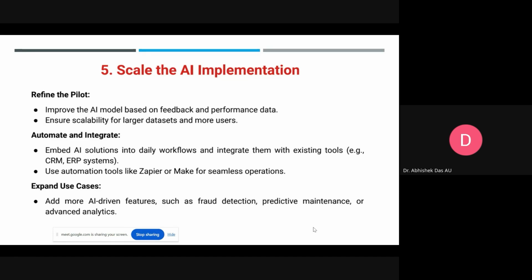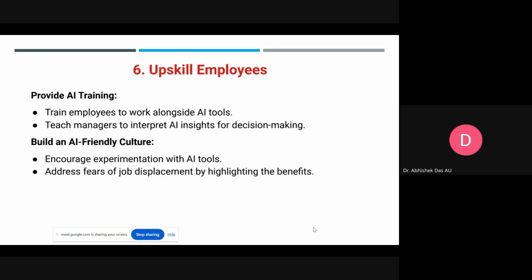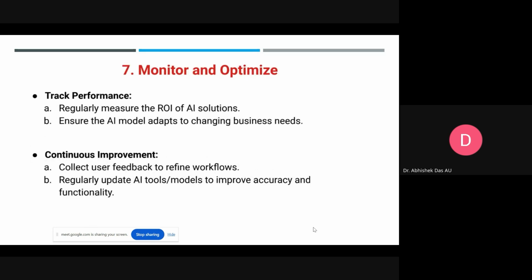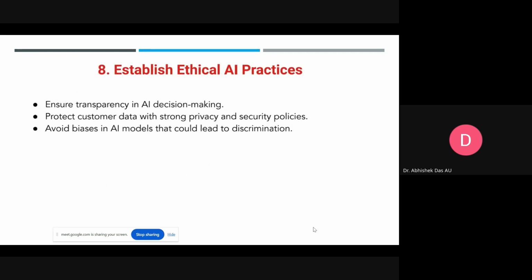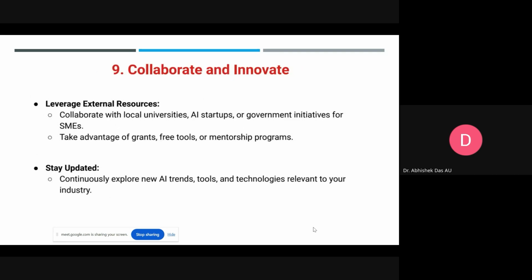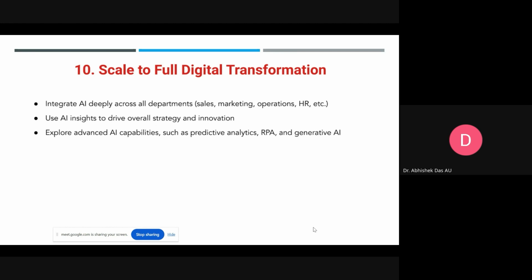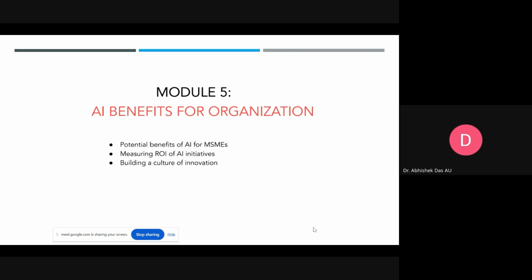So Zapier is one of the tools which is very much used for AI in rural business. Then we expand the use cases, add more AI-driven features such as fraud detection, predictive maintenance, or advanced analytics. We upskill the employees by providing them AI training, as well as building an AI-friendly culture. And we also monitor and optimize by tracking the performance as well as continuous improvement. Establish the ethical AI practices and collaborate and innovate, as well as scale to full digital transformation.